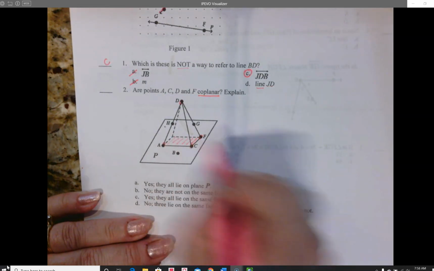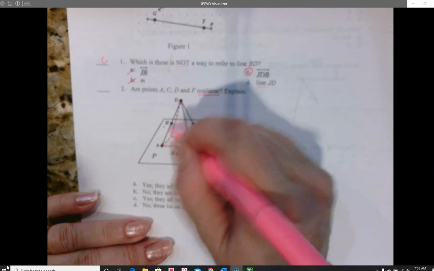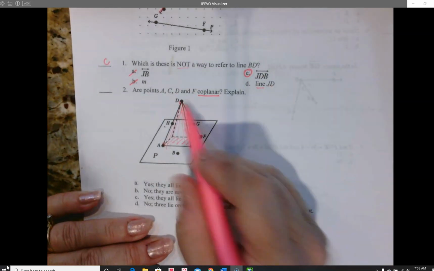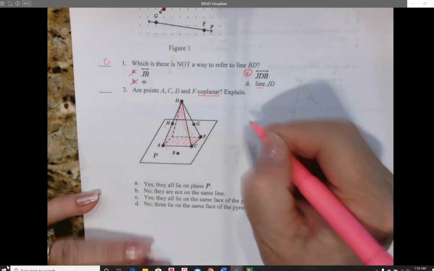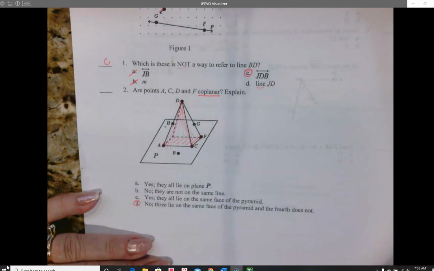They're in this plane here at the bottom. A, C, and D are coplanar. They're all part of this triangular face right here. But are the 4 of them all coplanar? No, they are not on the same plane. 3 are on the same face of the pyramid and the 4th is not. So that would be choice D.